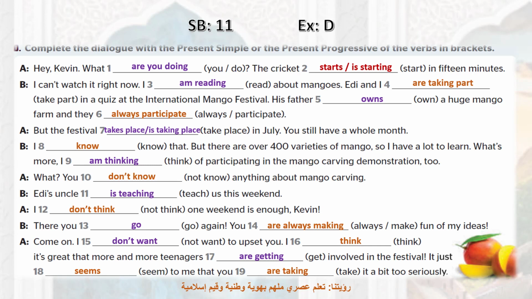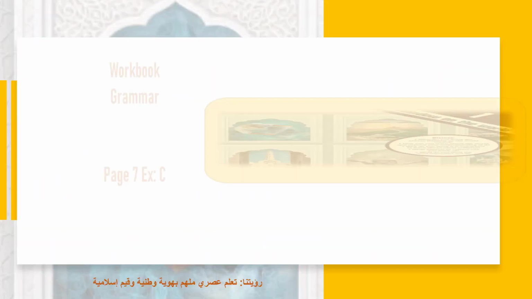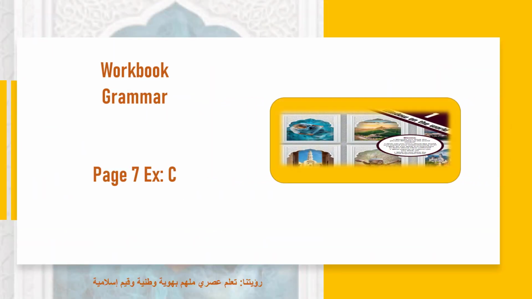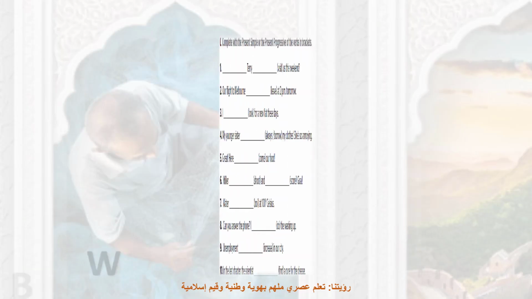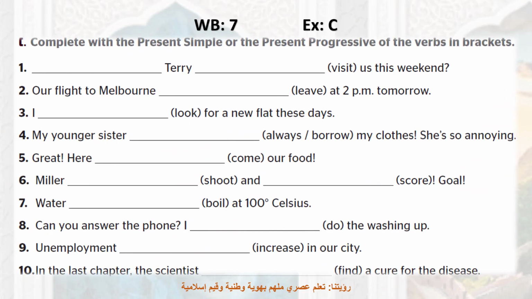The last exercise for today will be on the workbook, page 7, exercise C. So, open your workbooks, page 7. Workbook, page 7, exercise C. As we did in the previous exercise, exercise D in your student books, I'll give you time to answer exercise C and then show you the answers. Pause the video, do the exercise on your own, and then check your answers.